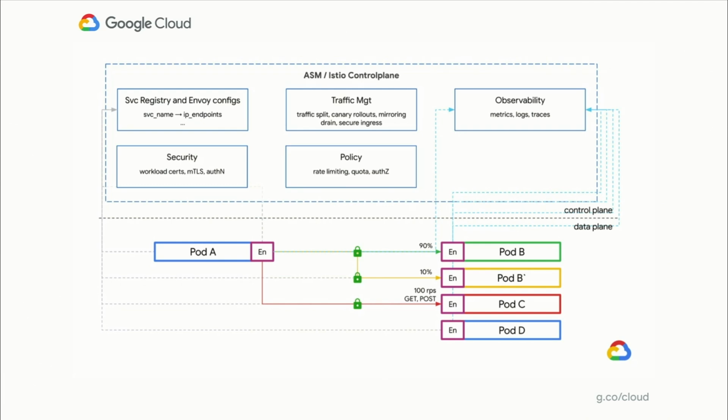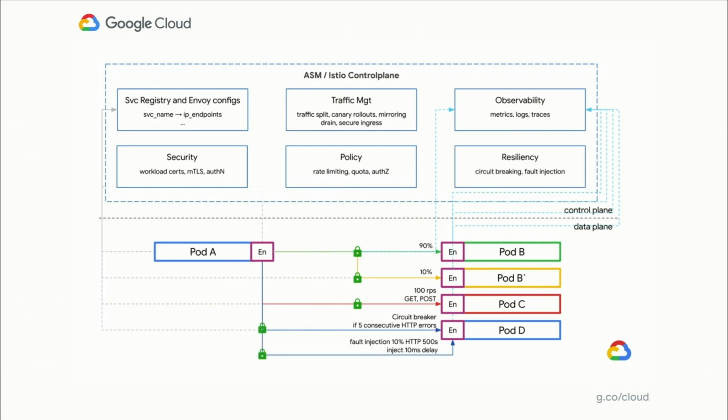Policy, not just network policy. We talked about network policy, right? For example, pod A wants to talk to pod C, and maybe we've limited that to only do 100 requests per second. But authorization, role-based authorization too, which is what can pod A actually do to pod C, right? So it can do a GET and a POST on these particular API endpoints. That can also be done through Istio and through the Envoy proxies.